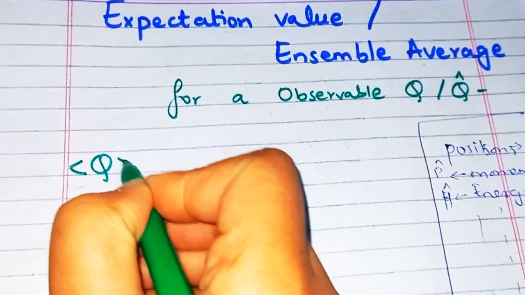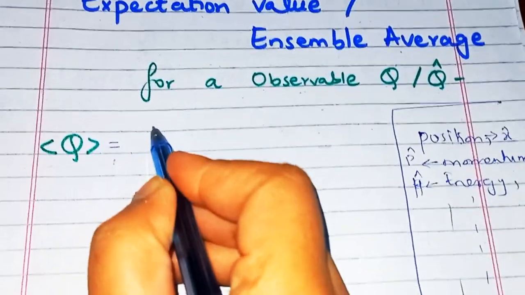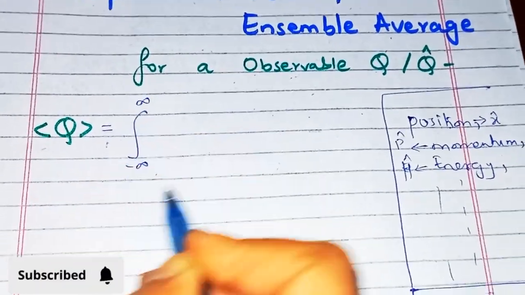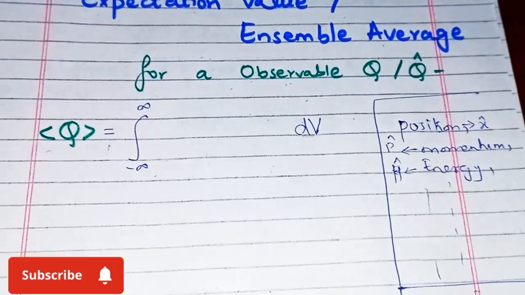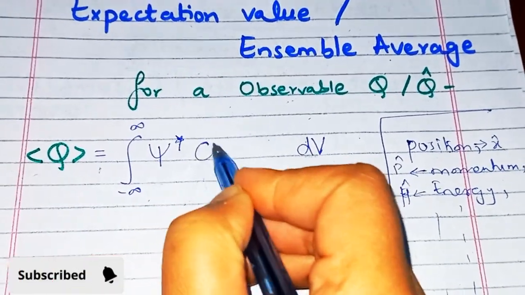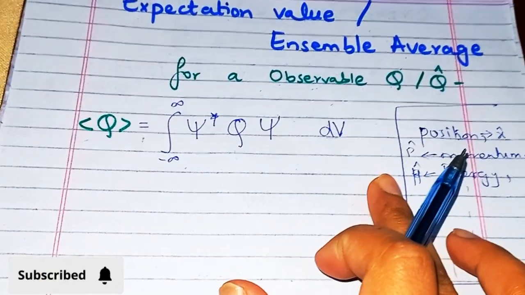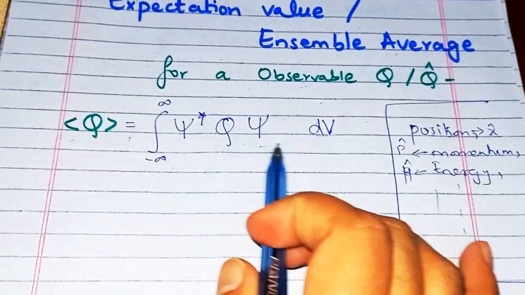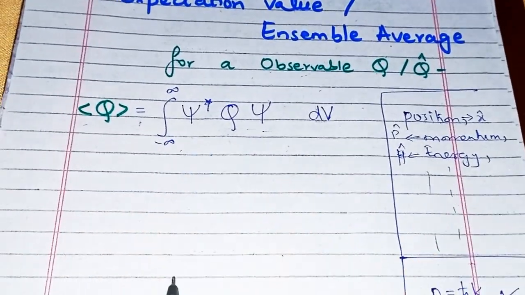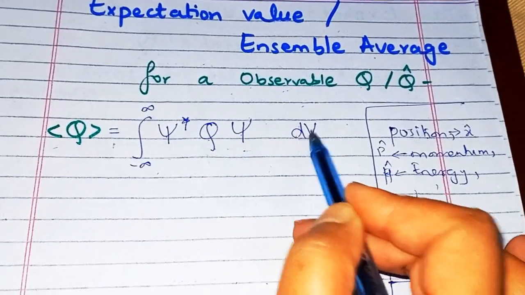This is the expectation value for the observable. So what we do is we write the integration over the whole space, then we'll have psi star, then we'll have Q, and then we'll have psi. That is the standard positioning of all the things, and you should follow this position: psi star first, then Q, and then psi, and dV.